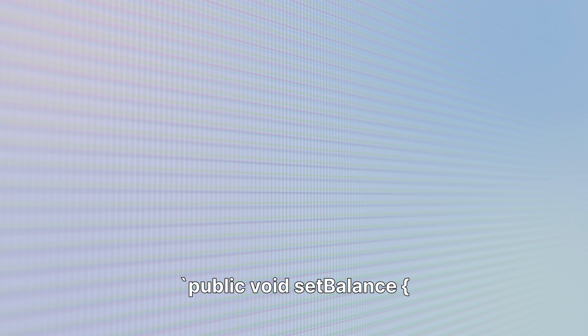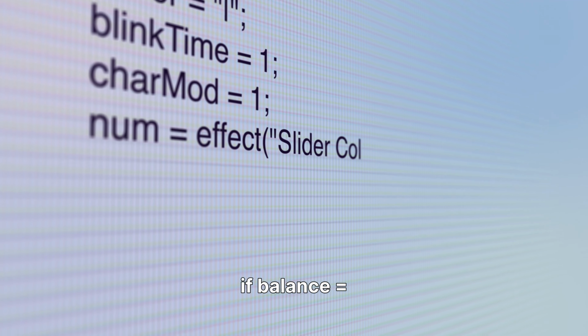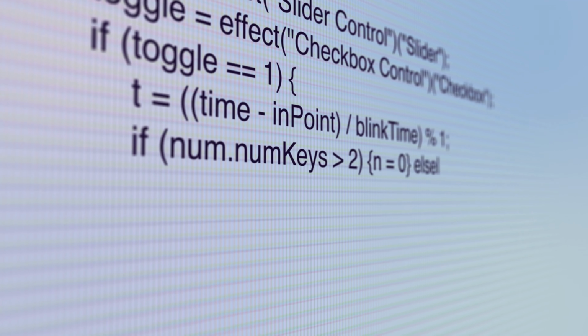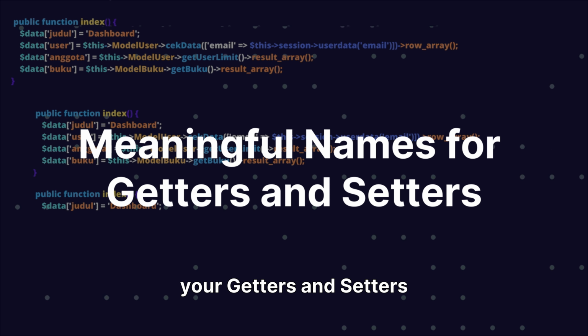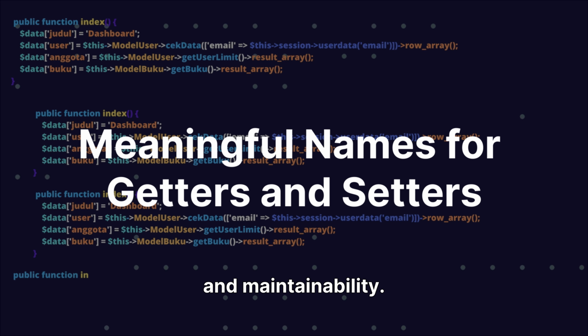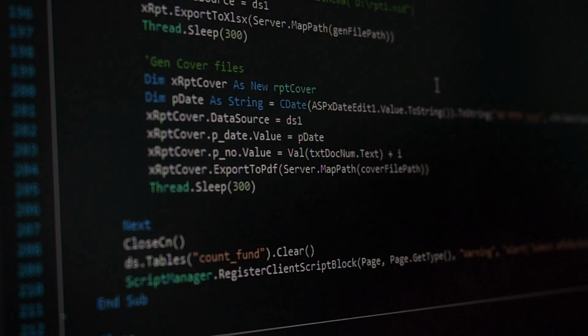And for a setter, public void setBalance, if balance equals new balance. A helpful tip: always use meaningful names for your getters and setters to improve code readability and maintainability. Moving on to access modifiers.